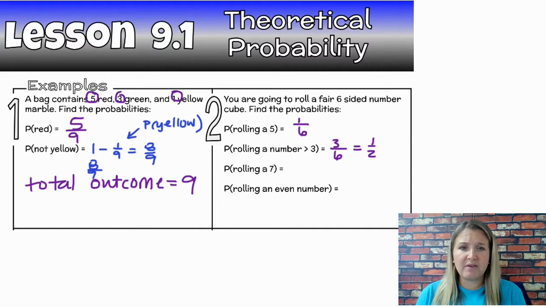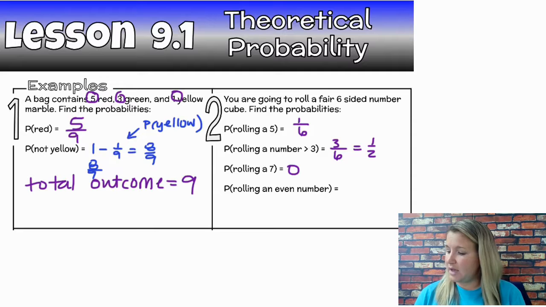The probability of rolling a 7. How many sevens are on a fair six-sided number cube? Oh yeah, there aren't any. So this is an example of something that absolutely cannot happen. You cannot roll a 7.